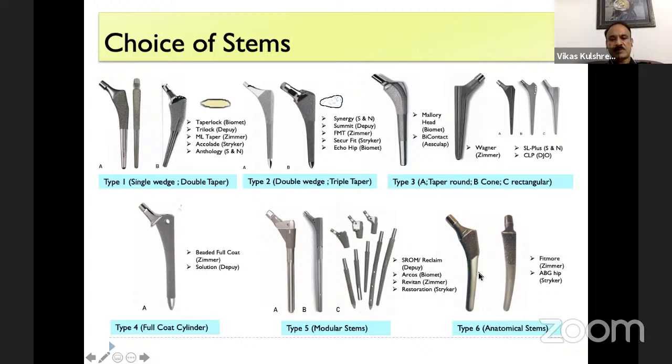And the type 6 stems are anatomical stems. These are newer and still have not entered our market. One design which I have been familiar with during my fellowship is the Fitmore Zimmer stem. These are right and left. They anatomically fill the complete canal, so they are kind of a filling stem, but the coating is proximal. They come as a family of stems, so they are able to restore the anatomy better. For each size A, B, C, they have different neck lengths and neck offsets, so the offset changes as per size. So they are more anatomical, with various options for each femur.